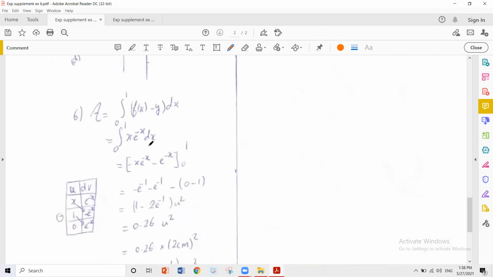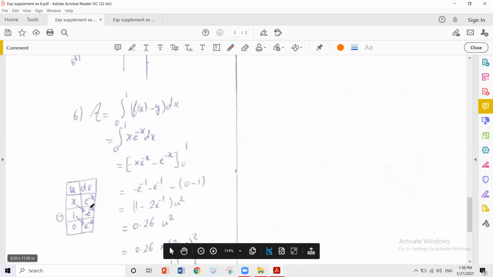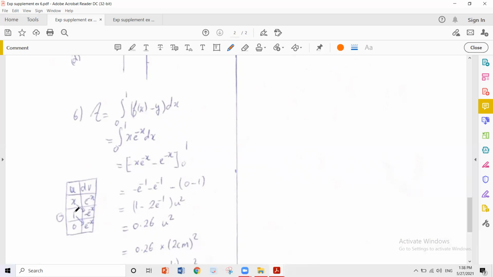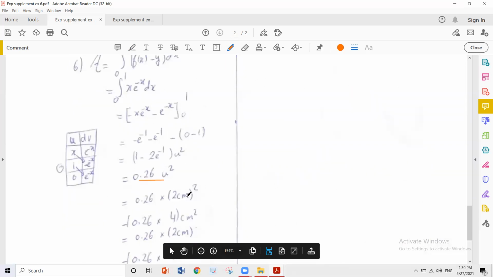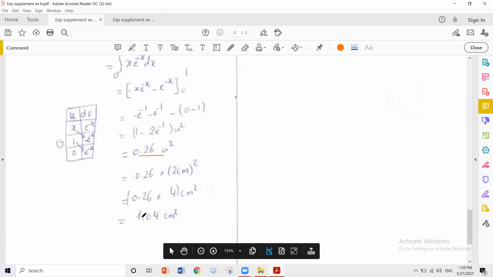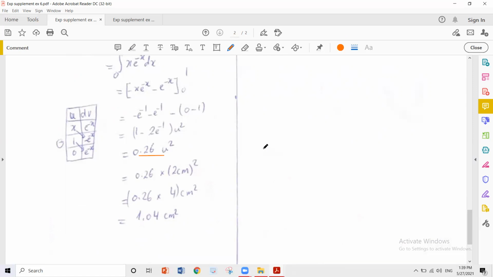By integration by parts using a table, I put u = x, with derivative 1, then 0, and e^(-x), with integral minus e^(-x), then e^(-x). I multiply diagonally, so minus x e^(-x) minus e^(-x) between 0 and 1, equals F(1) minus F(0). We get 0.26 square units, but the unit is 2 centimeters. We get 1.04 square centimeters, times 4. This is all.